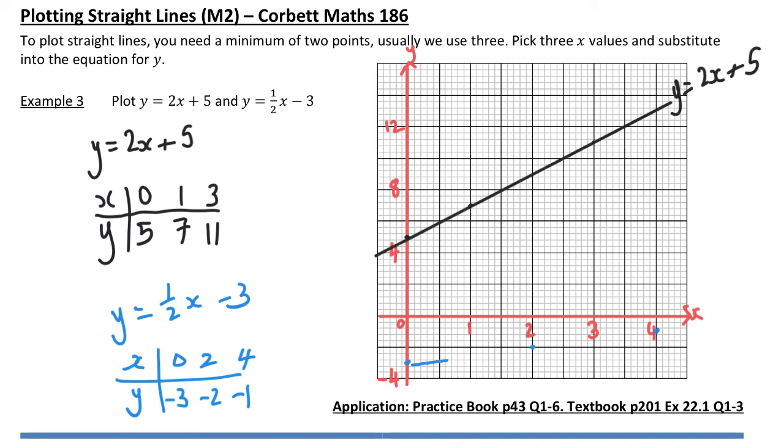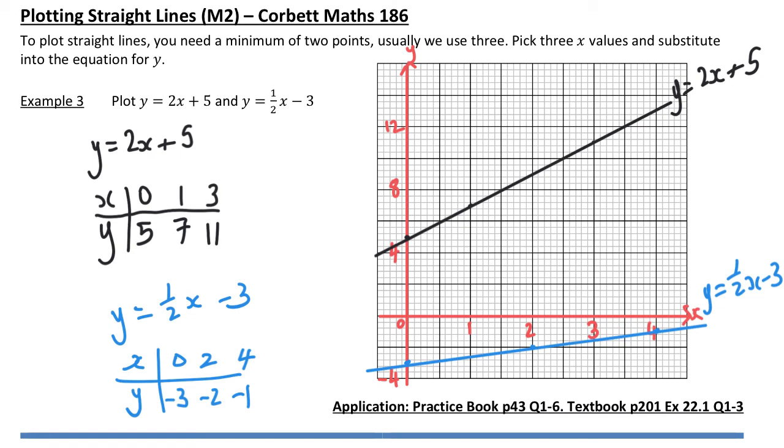Joining up the points, I have this line, which is y equals a half x minus 3. And it's good to see that whenever we're thinking about the gradient, y equals mx plus c, so the gradient for the first one is 2, and the gradient of the second one is a half, and 2 is larger than a half. And we can see that the black line here is clearly steeper than the blue line.